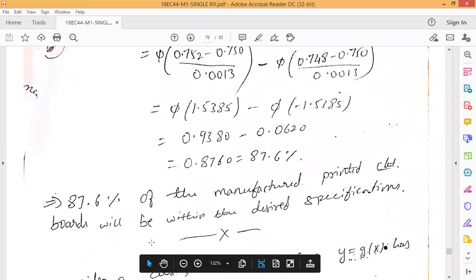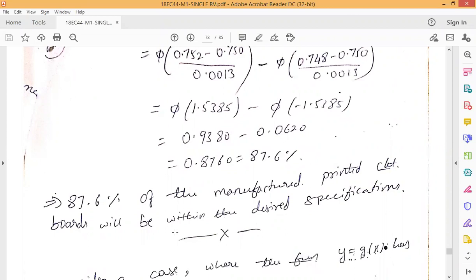So the 87.6% we have obtained represents the manufactured printed circuit boards. Those many boards come within the desired specification, and the remaining 12.4% of the boards will be either less than that or they may be more than that.